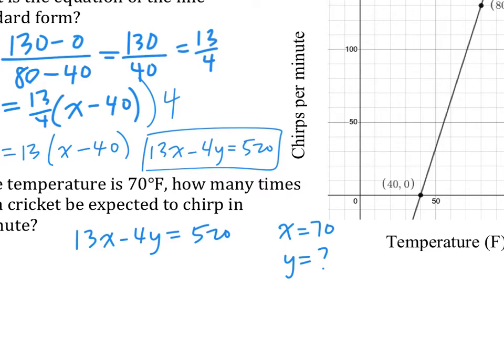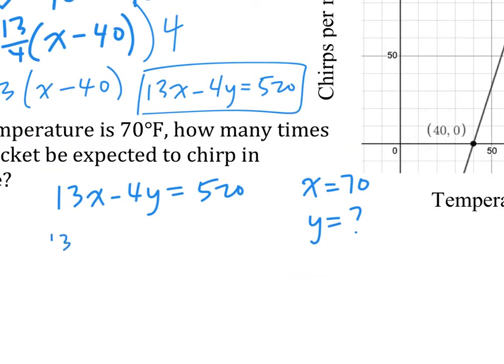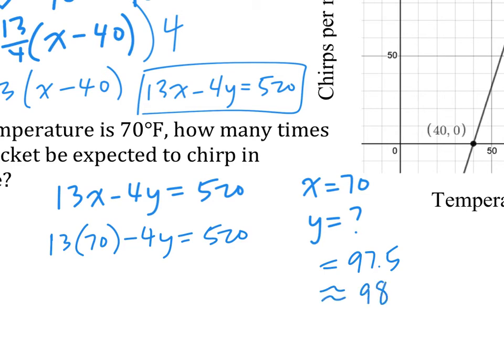Plug it in for each. Yes, plug it in. So 13, is Isaiah foreseeing this and then shaking his head? No? Okay, so now you got to solve for y. Go ahead and do that. Okay, the answer is 97.5 chirps, or we rounded up to 98 to be actually correct with how many times you can actually chirp.